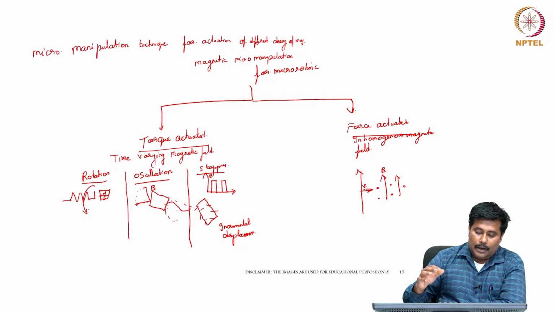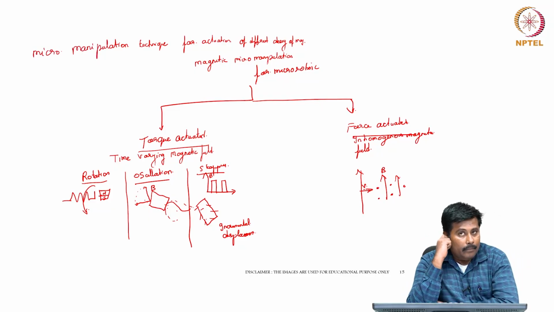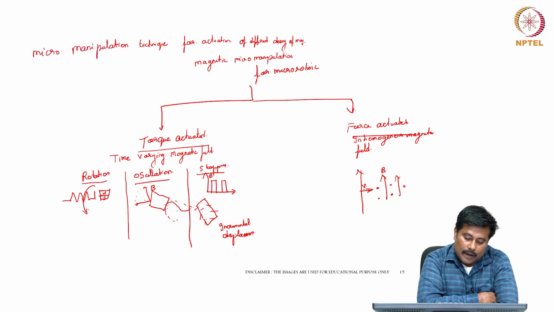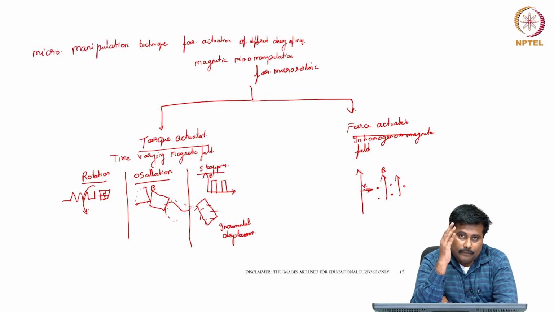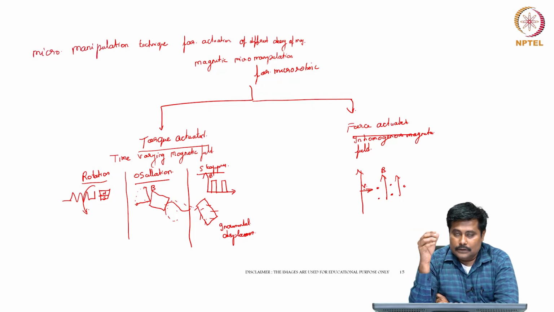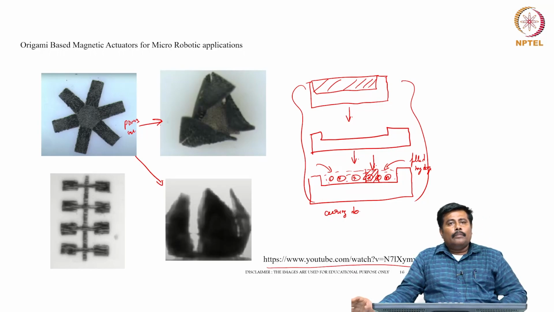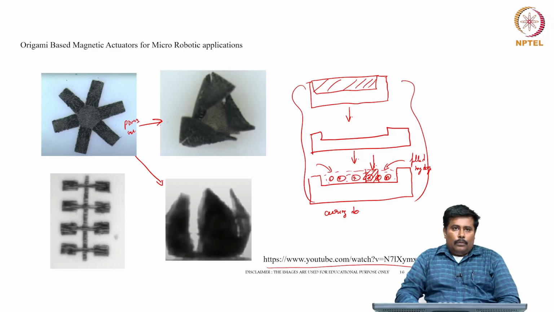As far as magnetic micromanipulation is concerned, we can classify based on functionality as torque actuated and force actuated. In the case of torque actuated, we have a time varying magnetic field. In the case of force actuated, we have an inhomogeneous magnetic field. In the case of a time varying magnetic field, we can classify as rotation, oscillation and stepping. In the case of inhomogeneous, there are particles available, and based on these particles we can do the manipulation. And then we discussed the origami based magnetic actuator for micro robotic application.